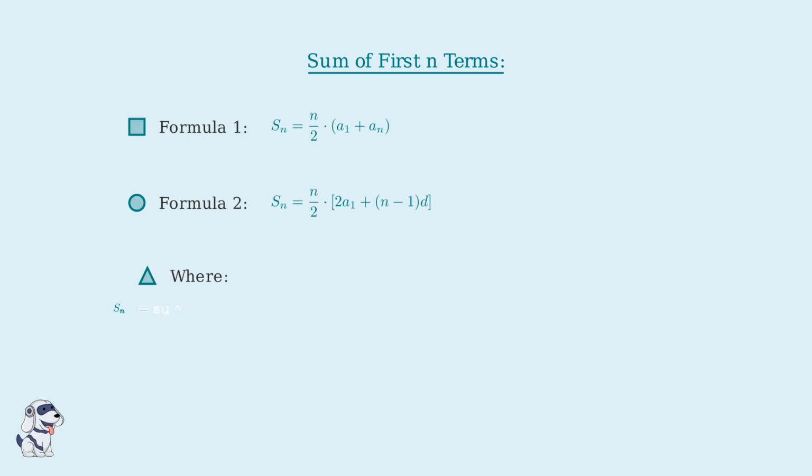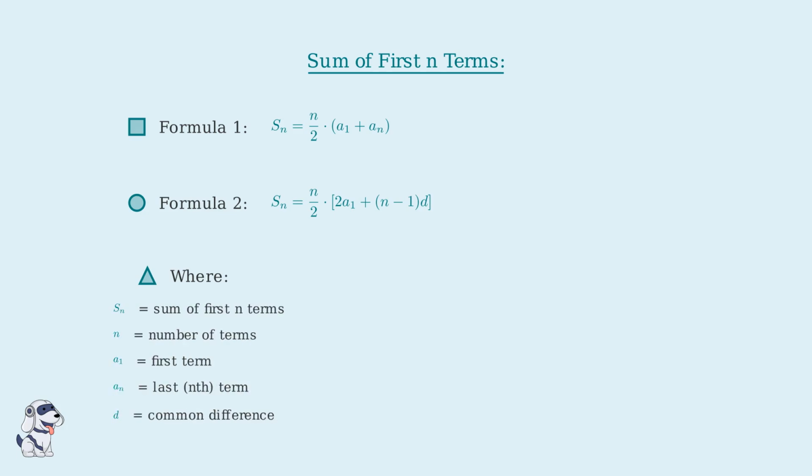Let me explain what each variable represents in these formulas. This will help you choose which formula to use in different situations. Both formulas will give you the same result. Use the first formula when you know the first and last terms. Use the second formula when you know the first term and common difference.